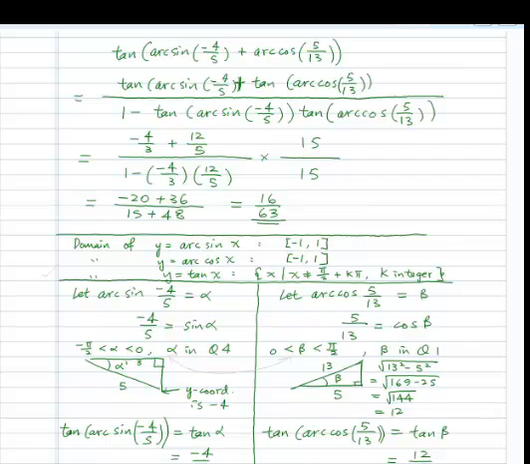Now we check the last condition that we mentioned. Make sure the sum of the two angles is in the domain of the tangent function. We notice that alpha must be between -pi/2 and 0, and beta must be between 0 and pi/2. The sum of these two will be in the domain of tangent. So we are all done.